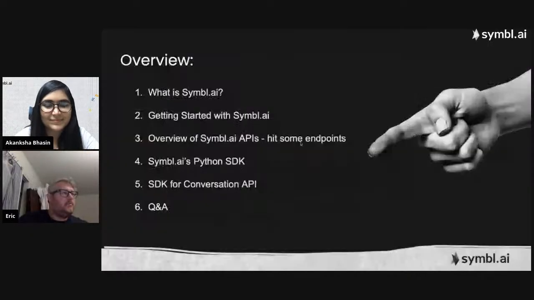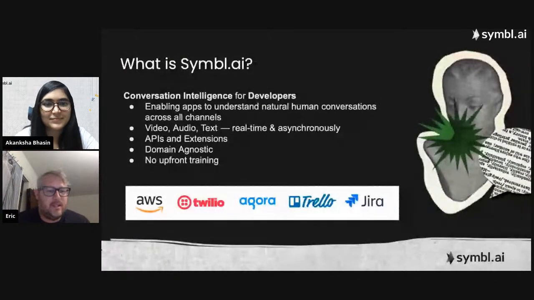What is Symbol AI? I think after hearing what Akansha said, we can summarize it as follows. It is a conversation intelligence platform for developers where developers are empowered to enable apps to understand natural human conversations across channels, be they video, audio, or text, in real time or asynchronously, in real time with our WebSockets or our telephony APIs, or asynchronously with our async APIs.